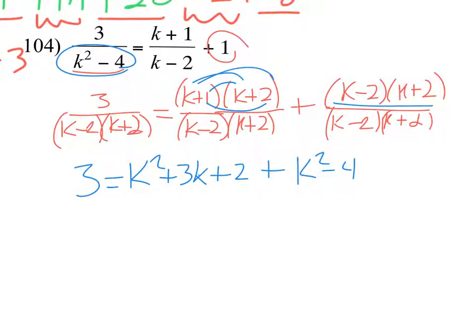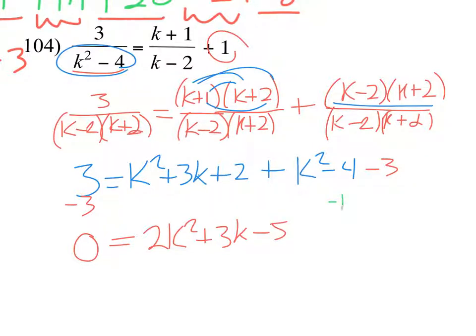Bring everything to one side, so I'm going to minus 3 to both sides. Kind of like that, adding that to the back of this when I subtract that. That makes things look really nice. Weird math teacher thoughts. K squared plus k squared is 2k squared. And then we've got only a plus 3k. And then plus 2 minus 2 minus 3 is going to be minus 5. Okay. We're looking for things that multiply to negative 10 and add up to 3. That's going to be 5 and negative 2.